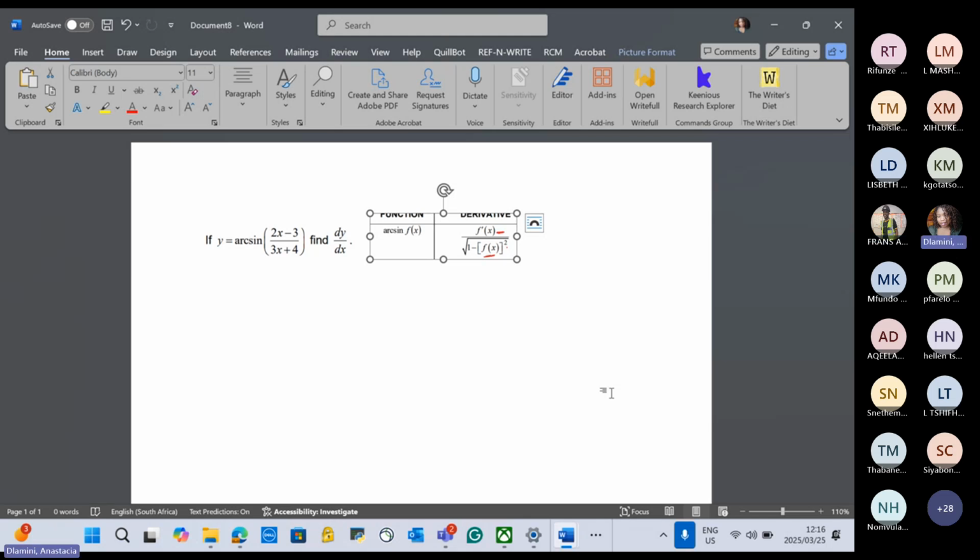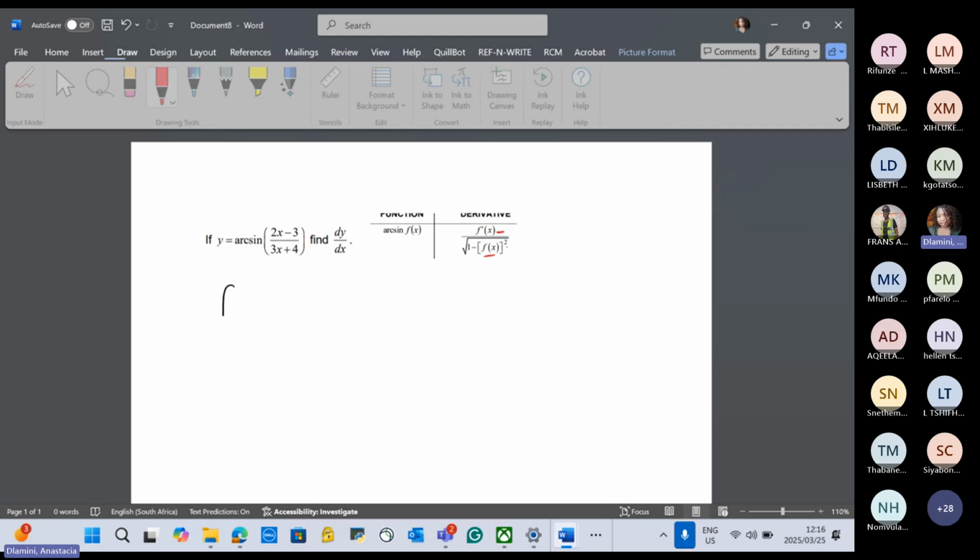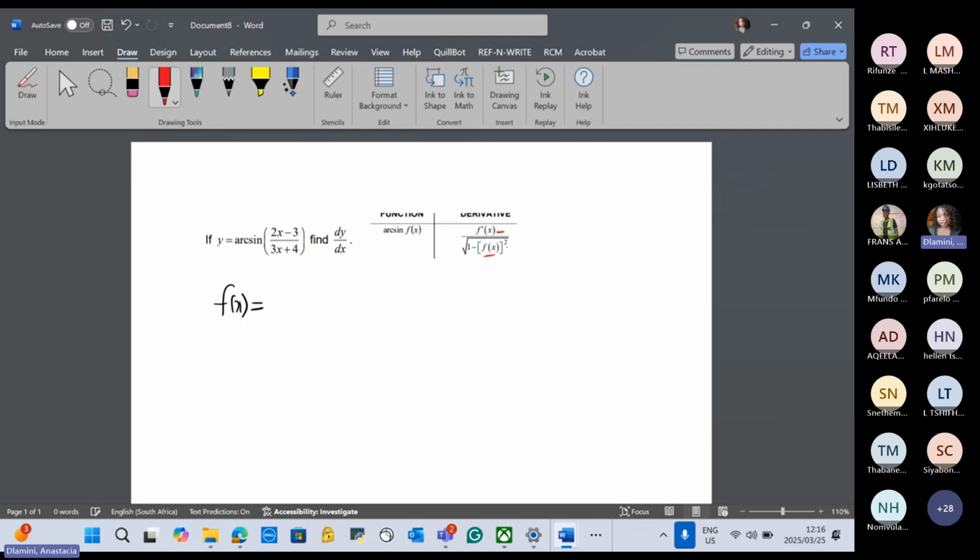So now we have arcsine. We know how the drill works, guys. We know f of x. Come on, f of x is 2x minus 3 over 3x plus 4. Hey, how do I differentiate this? Please help me. You can differentiate the way they differentiated in the study guide, or you can do what I'm doing right now, differentiate it on the side first. It's also allowed. Which rule can I use here?